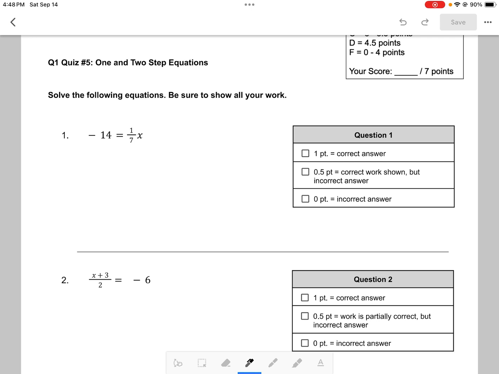Hi friends, today we're going to talk about our 1 and 2 step equations quiz from Friday. The first part says to solve the following equations, and be sure to show all of your work.